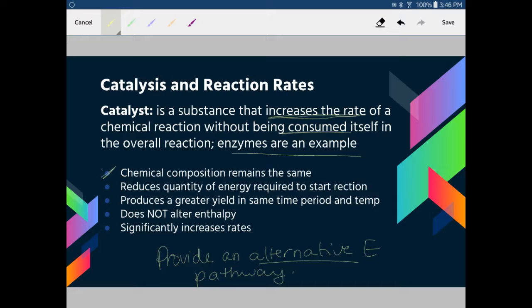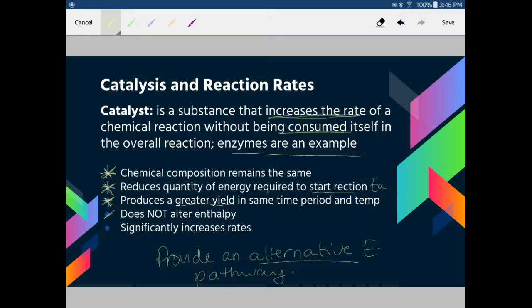So the chemical composition of our reactants and our products remains the same. Okay, they are the same as if this was an uncatalyzed reaction. This reduces the energy required to start that reaction. So this reduces our activation energy. Okay, we produce a greater yield in the same time period and temperature. So essentially, again, this is just increasing the rate, how much we produce in the same time period.